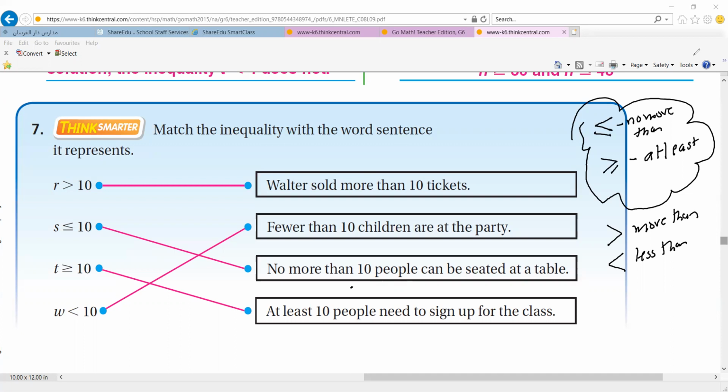And then S is less than or equal to 10. That means no more than 10 people can be seated at the table. I told you, if it is less than or equal to, that means no more than. This one, let's say at least 10 people, directly put this sign. Fewer than 10 children, less than 10 children are at the party.